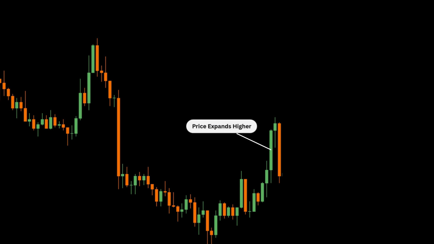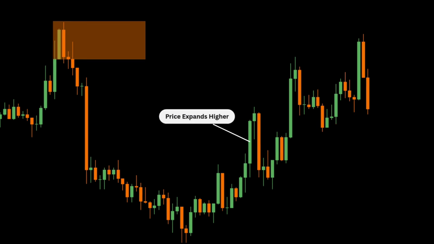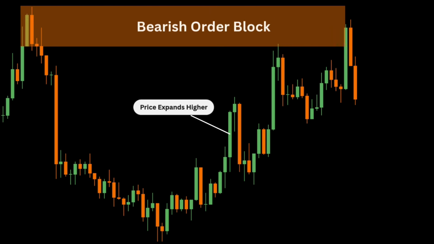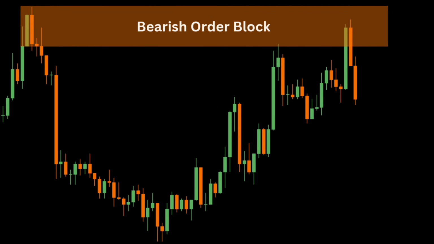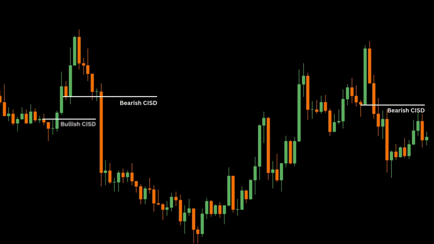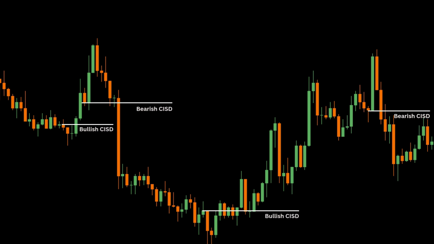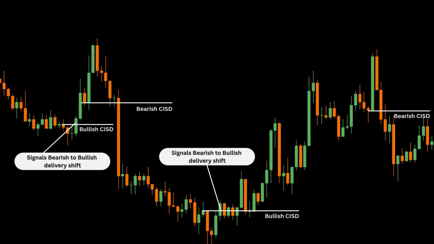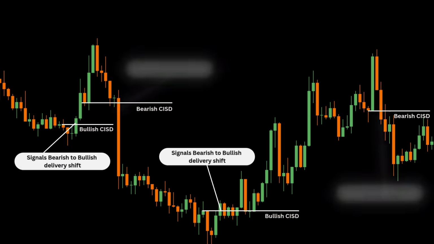But eventually, price rallies into another resistance area and starts showing signs of weakness. Buyers begin losing momentum, sellers step in aggressively, and price starts delivering bearish once again. And once price closes back below that opening level, we get a bearish CISD. And as you can see from this example, understanding CISD is actually very important, because many times a CISD can mark the beginning of a major pivot point in the market where price starts shifting from bearish to bullish or from bullish to bearish.